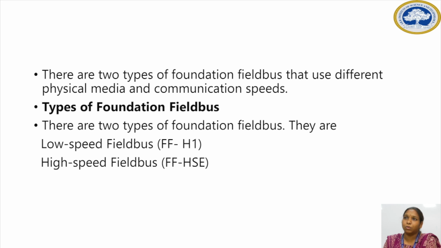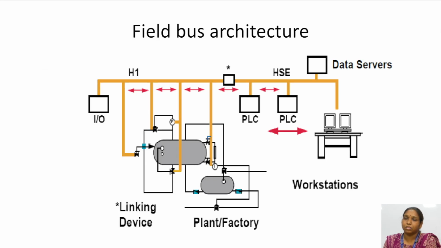There are two types of foundation field bus that use different physical media and communication speed. The types are low speed field bus, which is called FF H1, and high speed field bus, which is called FF HSE. So this is an architecture of the field bus. Here we can see that H1 can connect the field bus to the control systems, whereas HSE can connect the PLC to the data servers, IO devices and gateways, and these two field buses can be connected by the linking devices.